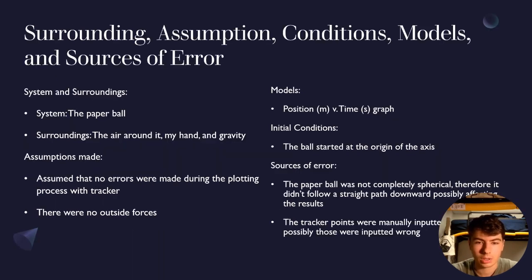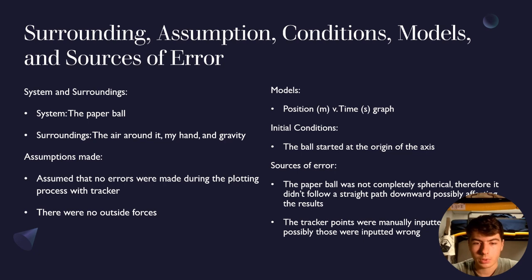So the surroundings, assumptions, conditions, models, and sources of error. The system was the paper ball and the surroundings were the air around it, my hand, and gravity. Some assumptions I made in this lab were that no errors were made during the plotting process using Tracker, as I plotted it manually, and that there were no outside forces acting on the paper ball that could have impacted our results.